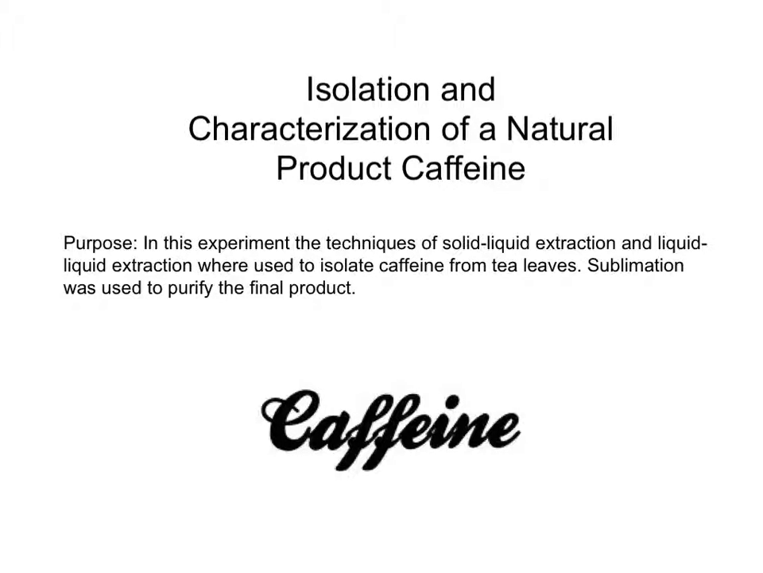Isolation and characterization of a natural product, caffeine. Purpose: in this experiment, the techniques of solid-liquid extraction and liquid-liquid extraction were used to isolate caffeine from tea leaves. Sublimation was a new technique learned that was used to purify the final product.